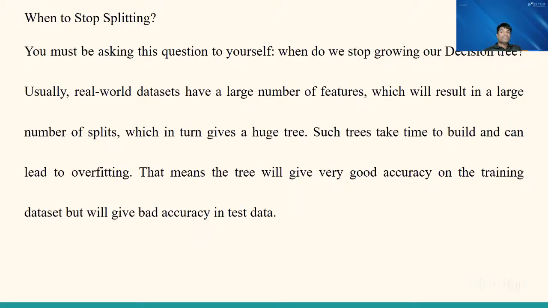Okay. So the most important thing in decision tree is when to stop splitting. This is a very important criterion because when we have a huge amount of data, it is very difficult to understand and it is difficult to stop somewhere at a particular feature.